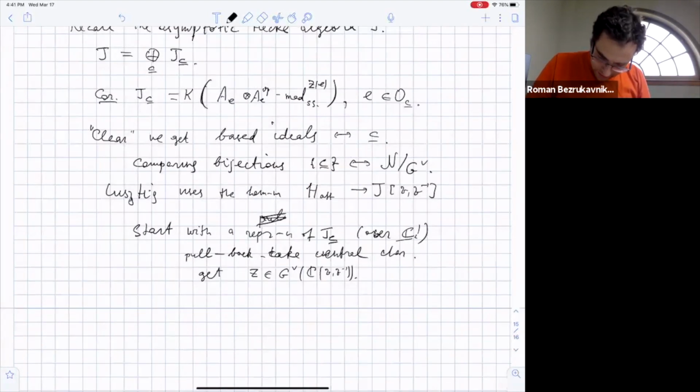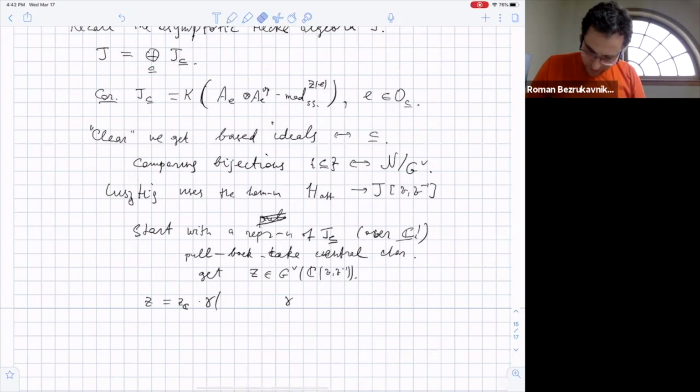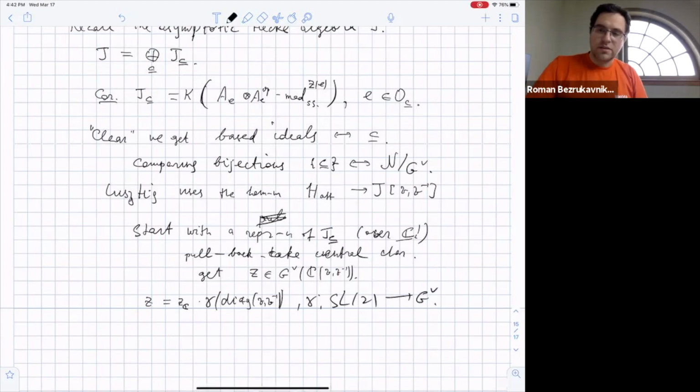Lusztig says that this Z is equal to the following: some constant Z defined over C times the canonical element attached to the nilpotent, to this sl2 triple, times gamma of V, where gamma is, I should say, gamma of the diagonal matrix, the inverse, where gamma is a homomorphism from SL2 to G check, such that the SL2 triple contains E.